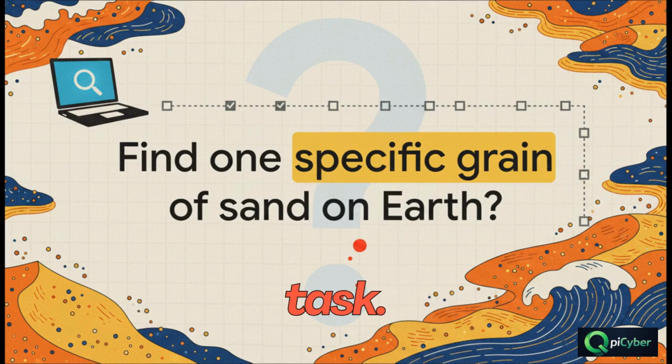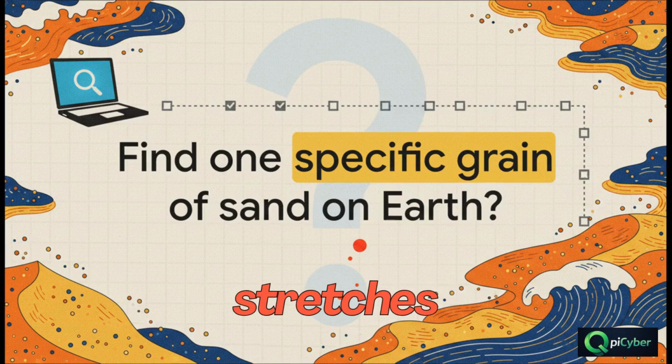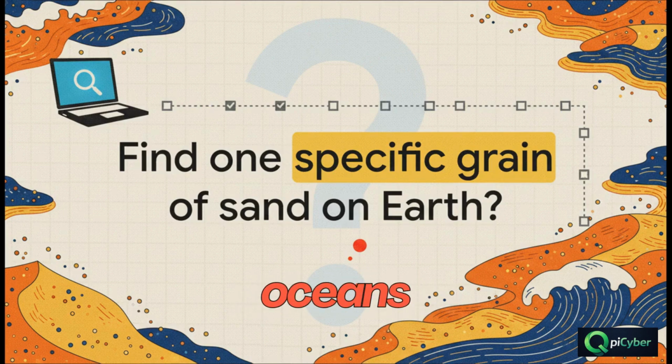So, to truly grasp the massive gulf between these two architectures, I want you to imagine a totally impossible task. Picture having to find one specific grain of sand hidden somewhere on one of the beaches on Earth. Just think about the sheer physical scale of that search mission for a second. You've got vast stretches of coastline, massive dunes, and endless oceans of sand.